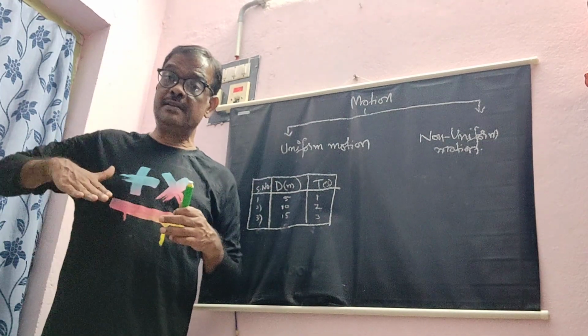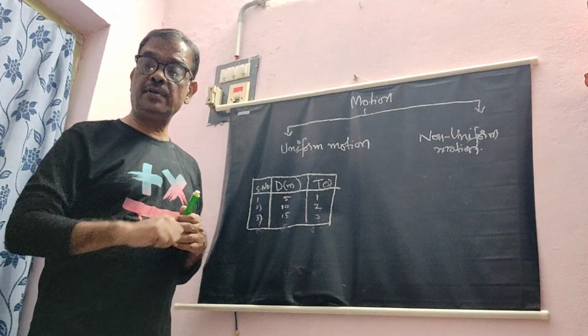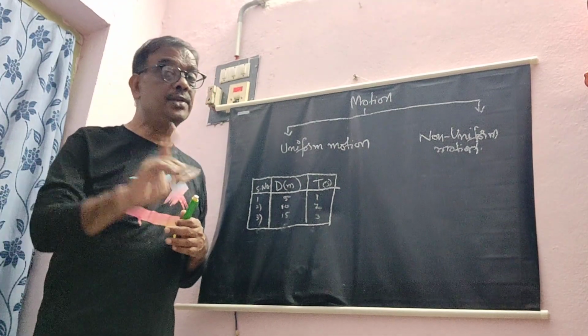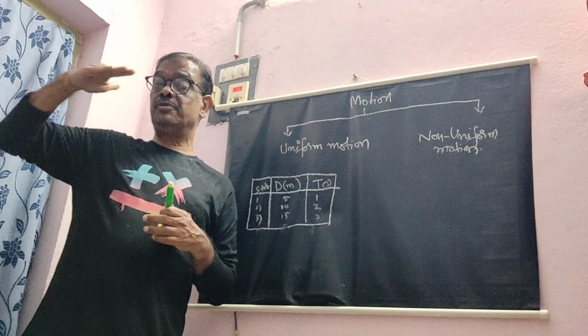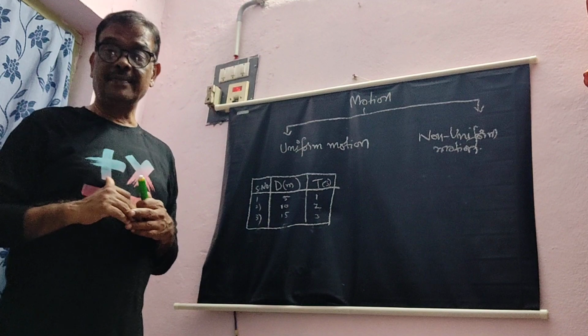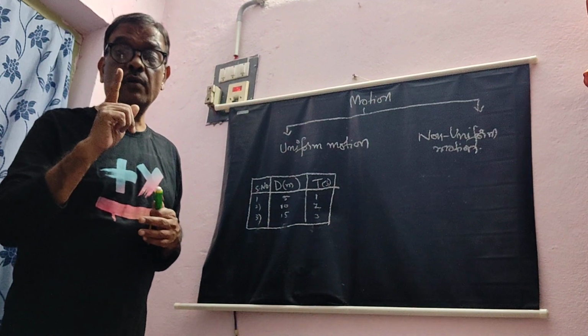An aeroplane, while landing, cannot maintain a uniform motion. While taking off, it cannot maintain a uniform motion. Where can it maintain a uniform motion? When it is moving in the sky.